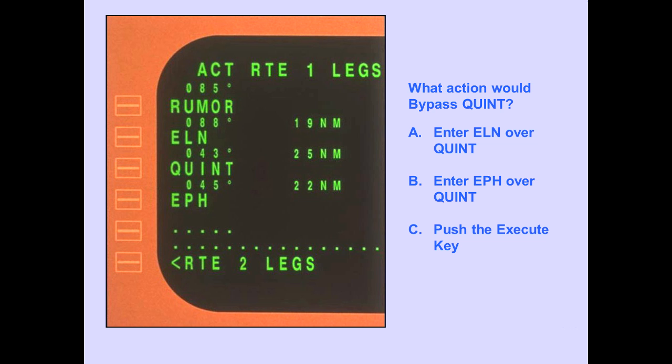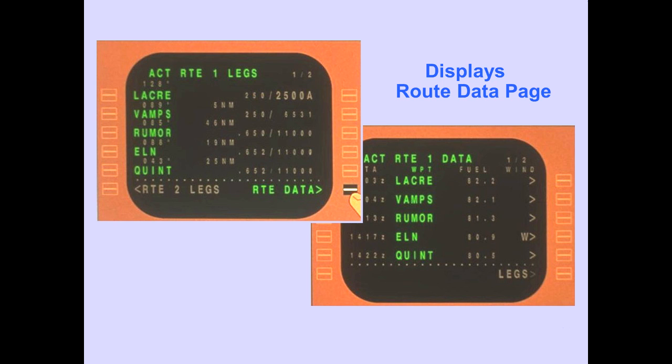Question. Answer B is correct. Now let's discuss the route data page. Pushing the route data line select key displays the route data page for the waypoints displayed on the route legs page.